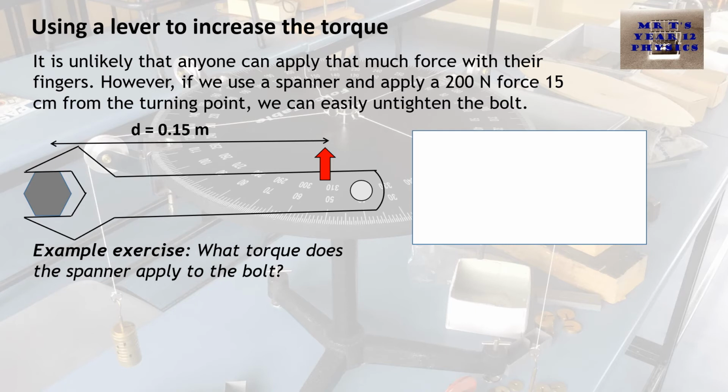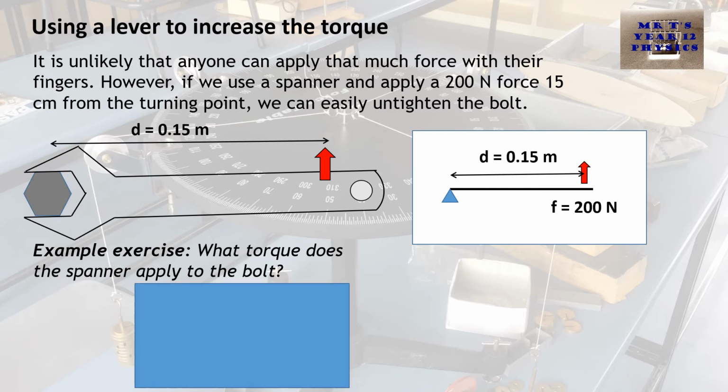So let's draw the lever diagram. Fulcrum, lever, force. This time I've been told it's 200 newtons. I know the distance. Remember, always put the distance in meters. Sometimes it's given in centimeters or millimeters. We need to convert it to meters. And then we just solve the problem.